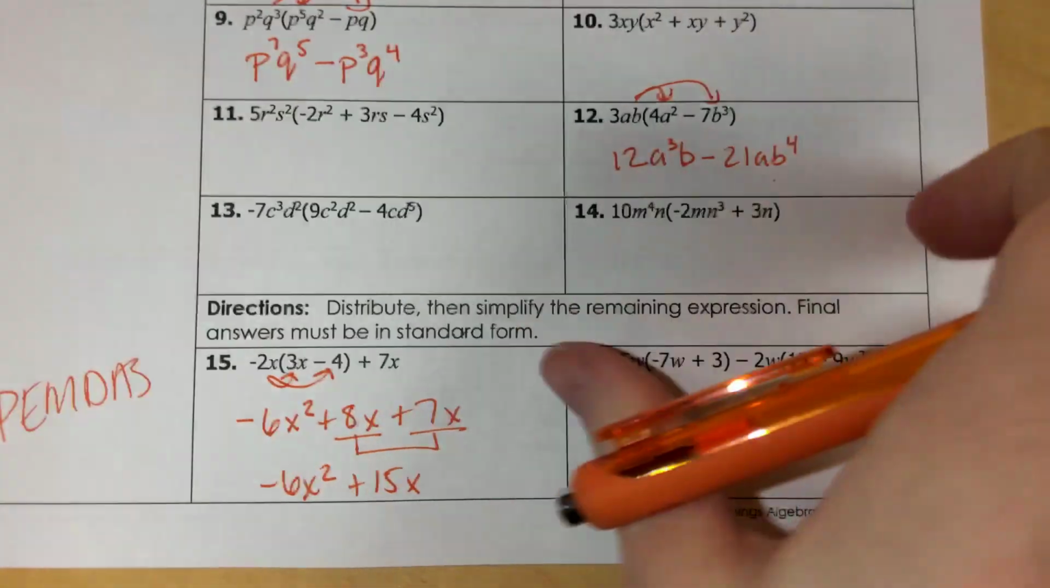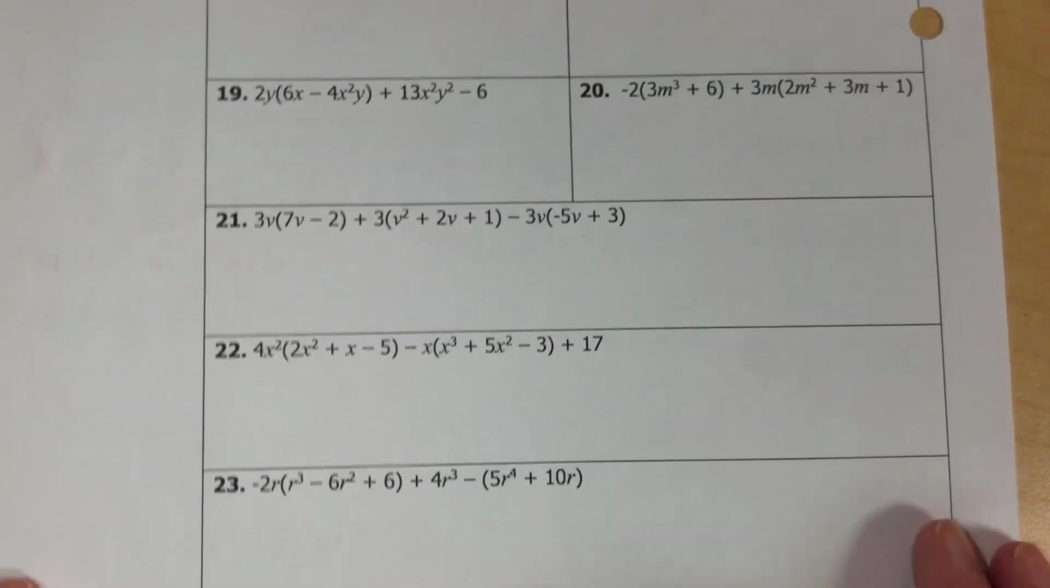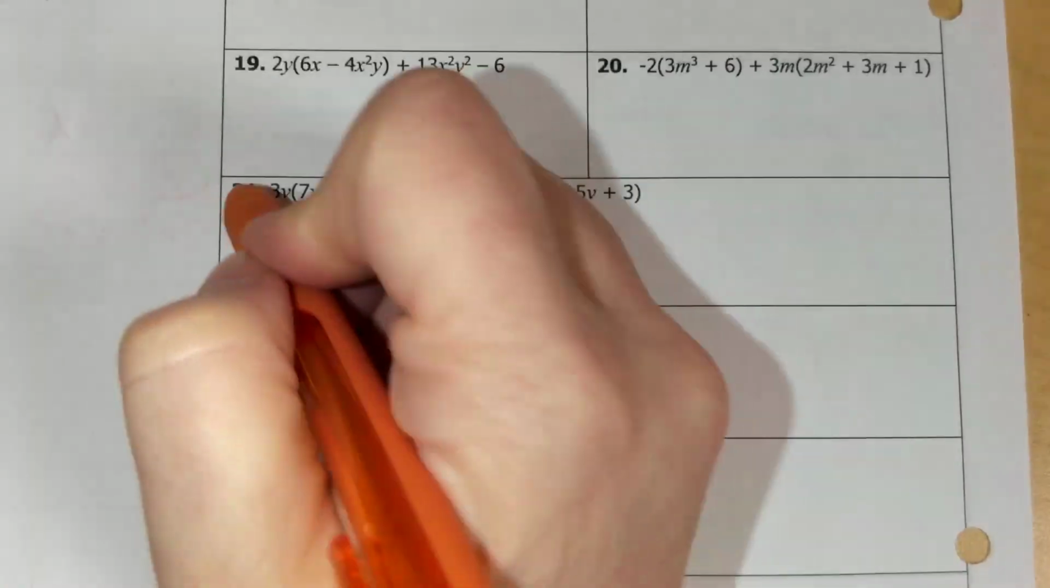All right. Now, if it gets a little bit more lengthy, like for example number 21, this one has a lot of pieces to it, but just take it step by step, slowly.